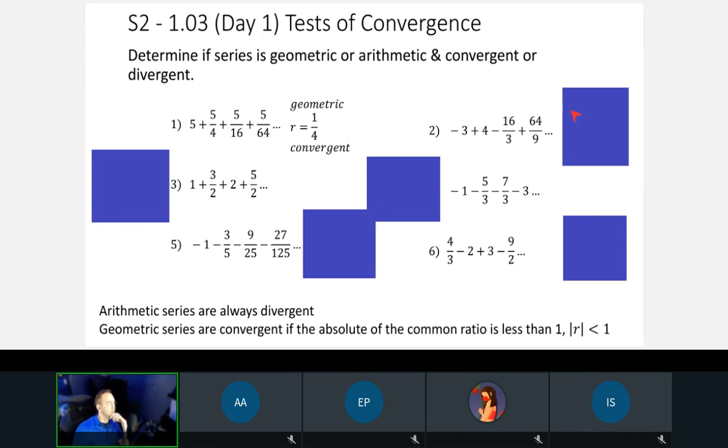No one's disagreeing with him. No one is disagreeing. Number 2 is right here, everyone. This is number 2. It is geometric.